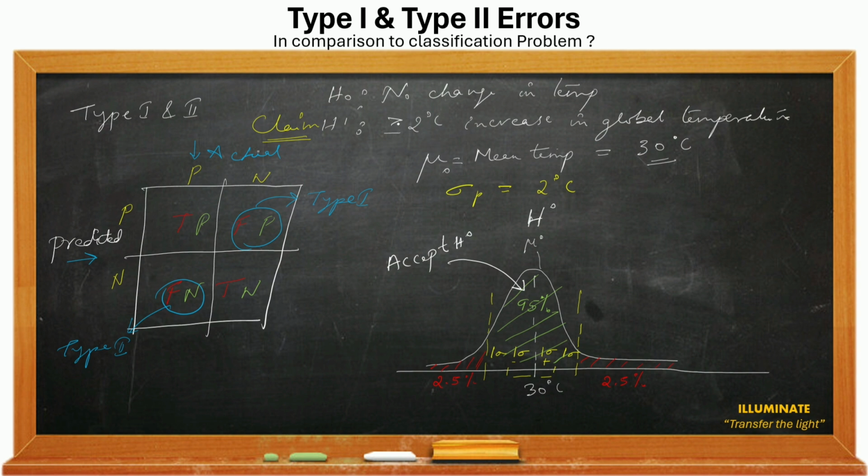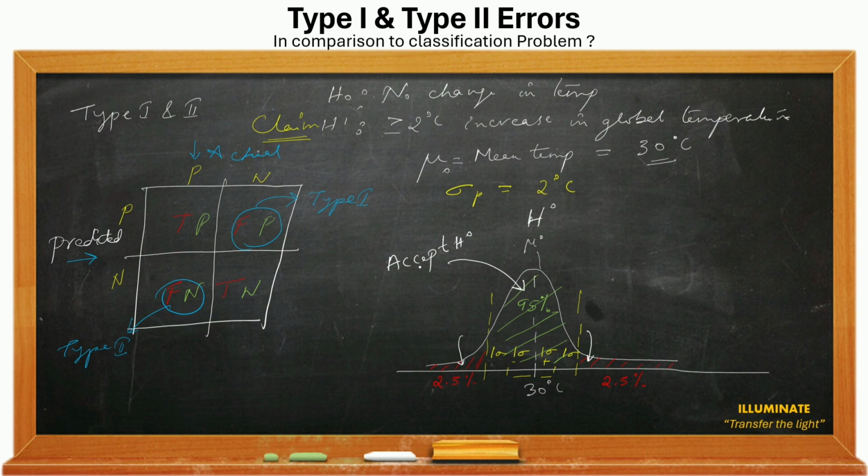This is a region where we accept H0. That means the average temperature is 30 degrees Celsius and the temperature is within this 95%, which makes us say that the temperature has not increased by more than 2 degrees Celsius. Okay. So if it comes here or if it comes here, it has either increased on the right hand side or it has decreased, that the temperature has decreased by more than 2 degrees Celsius. That is what will happen.